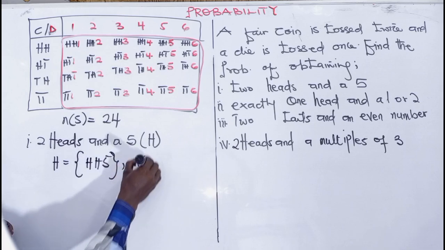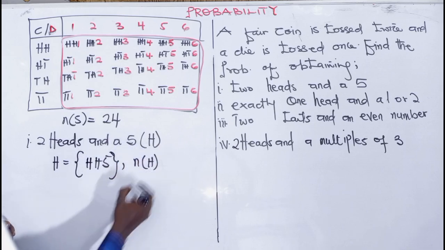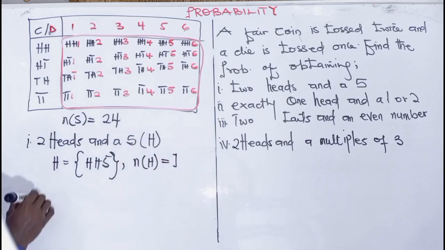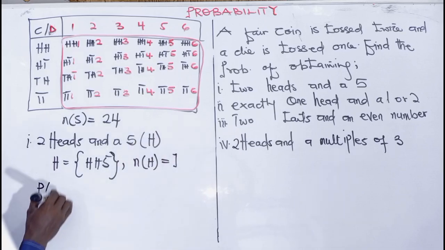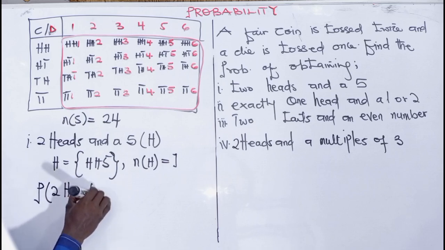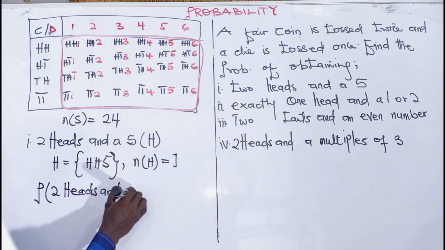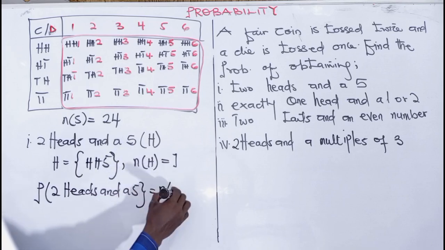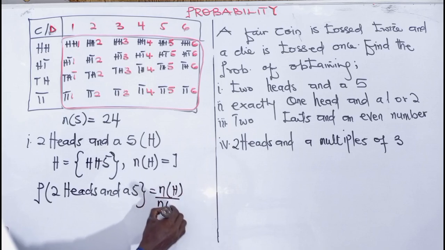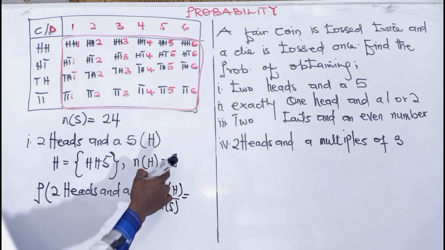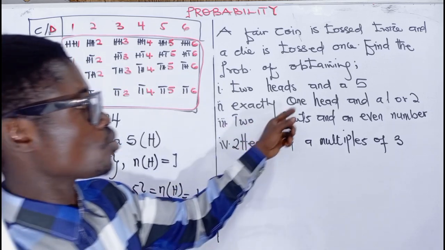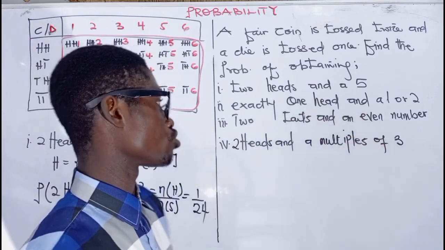Then we move on to find the number of outcomes in that event. How many outcomes do we have? We have only 1. From here, we can proceed to find the probability of obtaining 2 heads and then a 5. So we have the number of outcomes in that event all over the number of outcomes in the sample space. So we have 1 all over 24. Very, very easy and simple. Let's look at exactly 1 head and a 1 or 2.